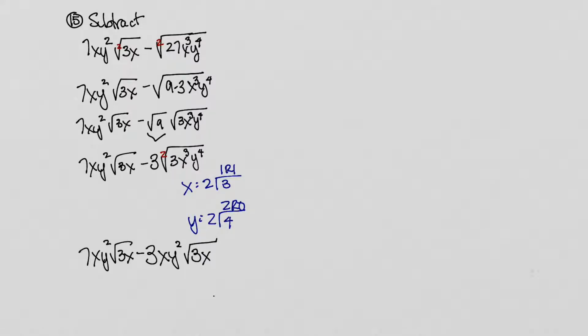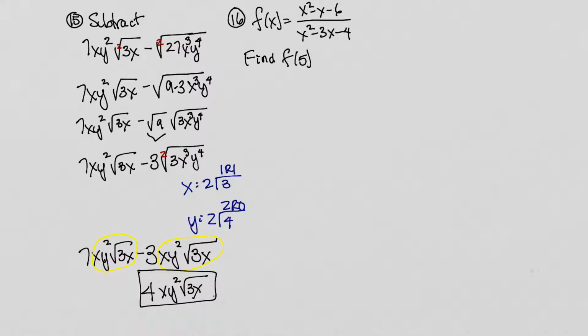Now, look what we've got here. We've got 7 of these things, and we're going to subtract 3 of the same things. Do you see it? We have 7 of these minus 3 of the same things, xy squared, square roots. So 7 of them minus 3 of them, that's going to leave 4 of those. We'll have 4 of what? Those xy squareds, square roots of 3x's. There we go. Let's move over here to number 16.